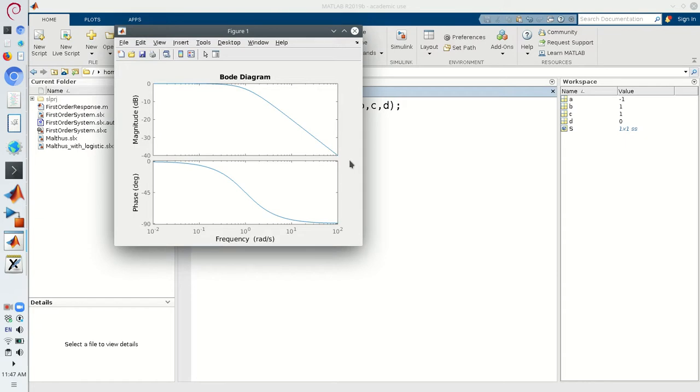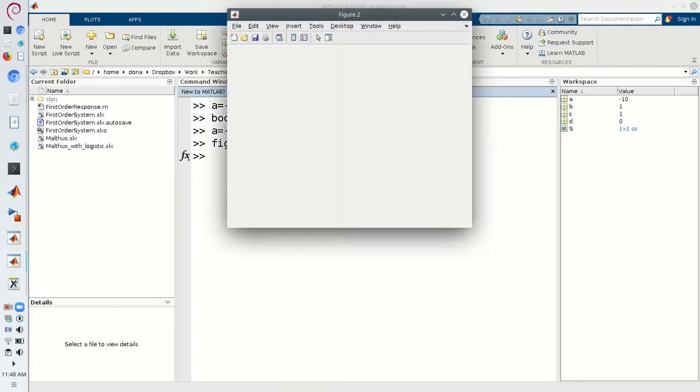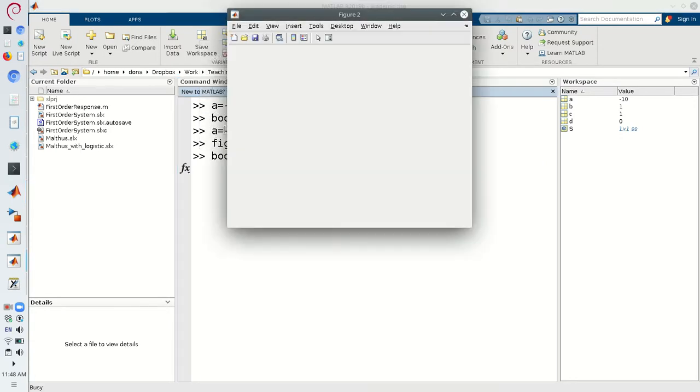Now what I'm going to do is only make A bigger. So I'm going to take the same line, but I'm making A 10 times bigger. I'm going to create a new figure, and in this new figure I'm going to have the new Bode plot.